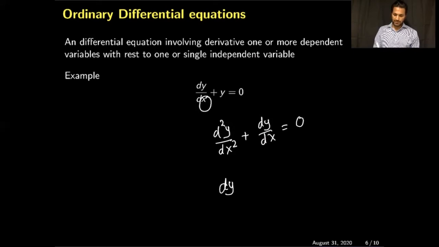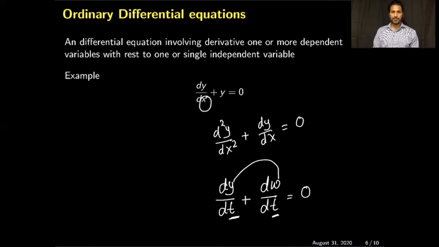This differential equation, dy over dt plus dw over dt is equal to 0, is also an ordinary differential equation. Here we have two dependent variables, but all the derivatives are taken with respect to one independent variable.